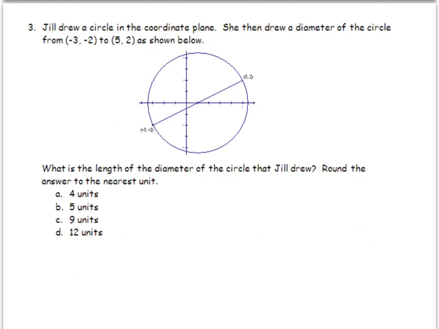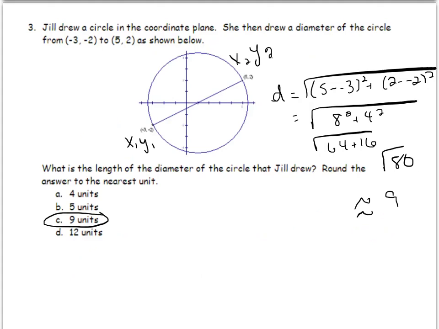Last one. Jill drew a circle in the coordinate plane, and then she drew the diameter. What's the length of the diameter? Now, in order to do this, to find length in a coordinate plane, you have to use the distance formula. So go ahead, pause, come back, and we'll see if we end up with the same answer.